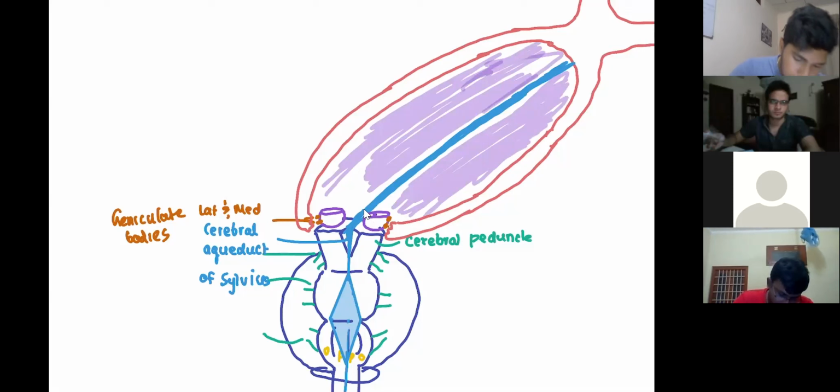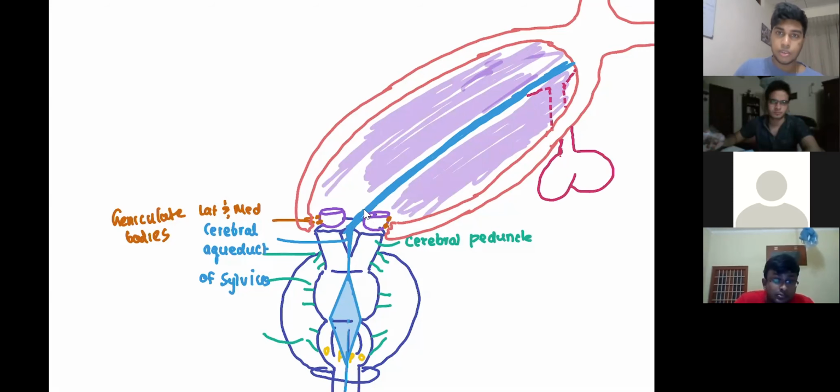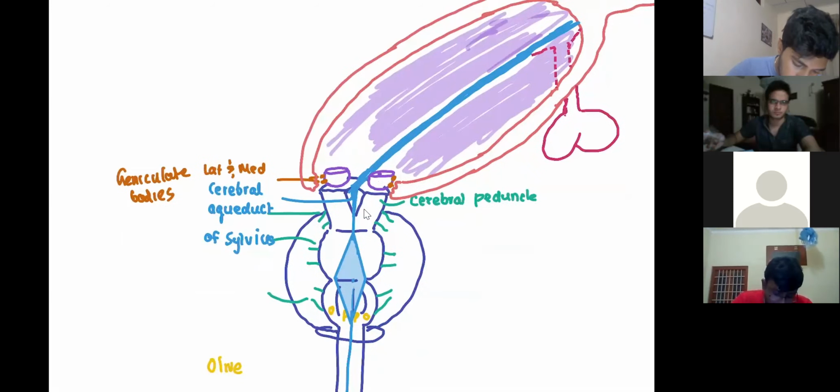And like two testes descending from the hypothalamus, let me draw it like this. So from the hypothalamus, you have a structure. Can someone name that structure? Pituitary. Yes. Pituitary gland. Okay. This is the pituitary.